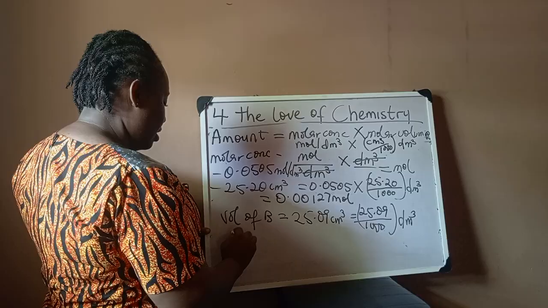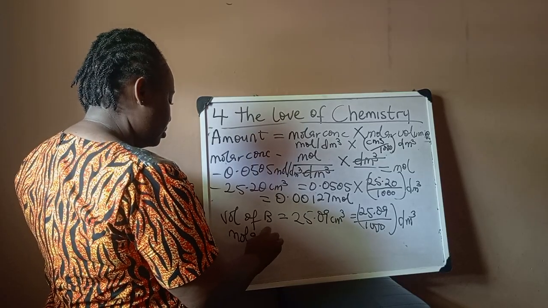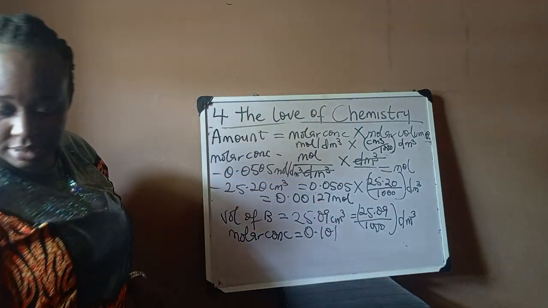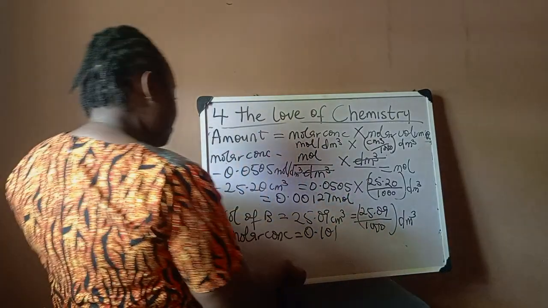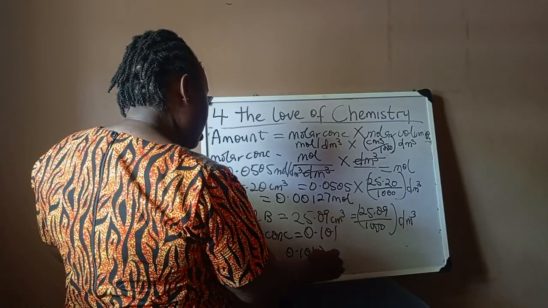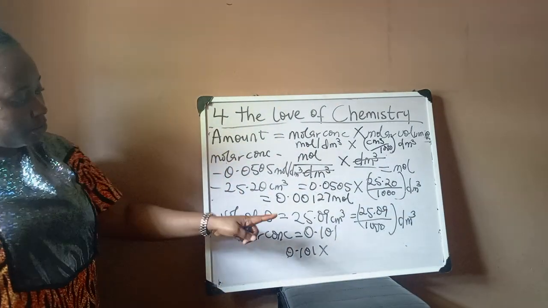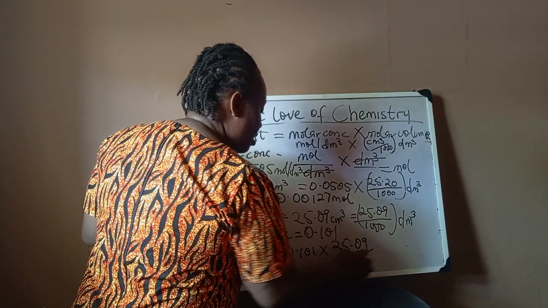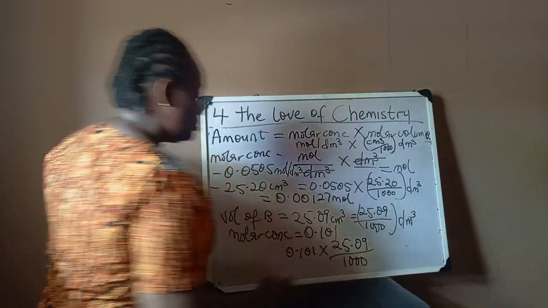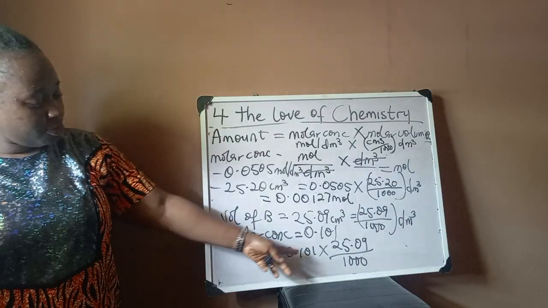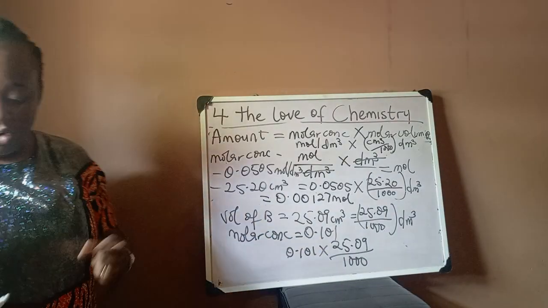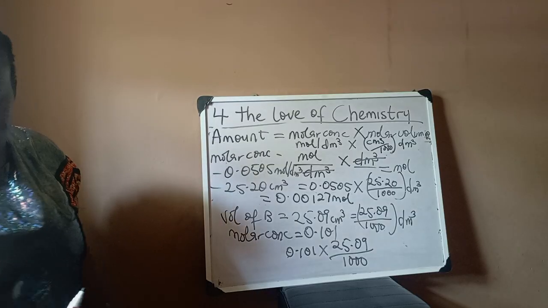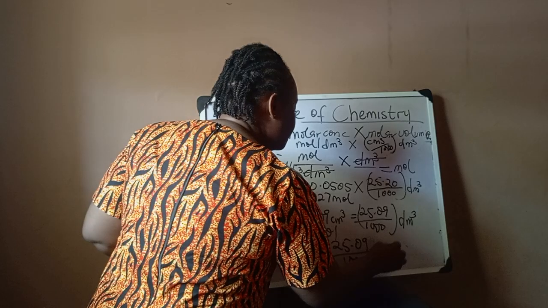Okay, so let's fill in. Our molar concentration is 0.101, yeah, 0.101. So when we fill in, we have 0.101 multiplied by 25.09 all over 1000. And when you multiply that out with your calculator, you have 0.00253 moles.